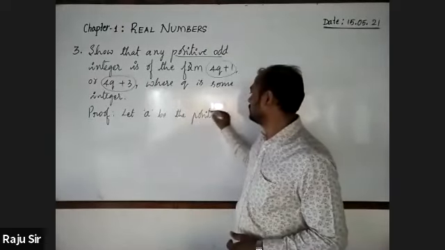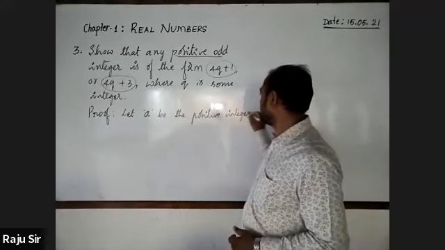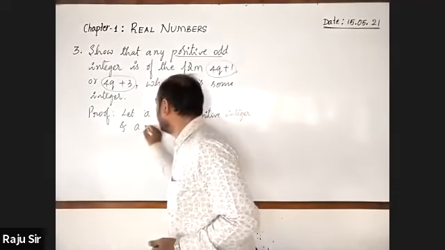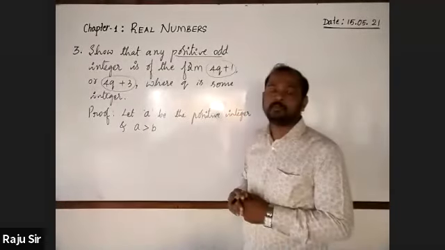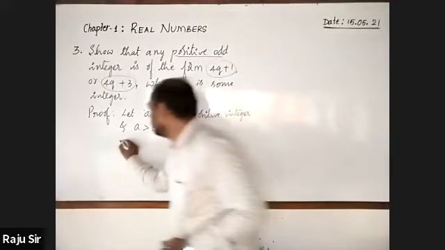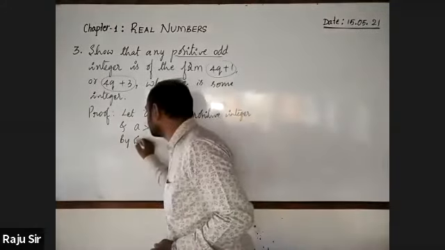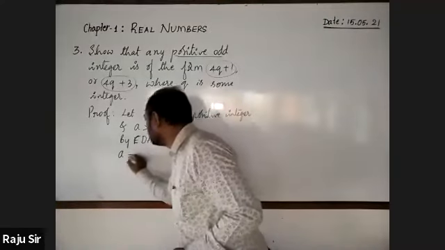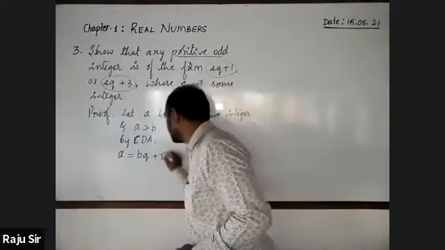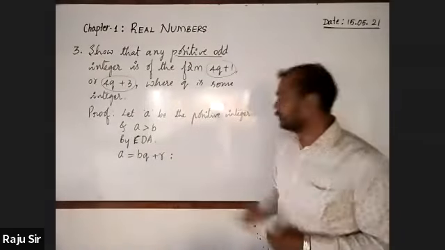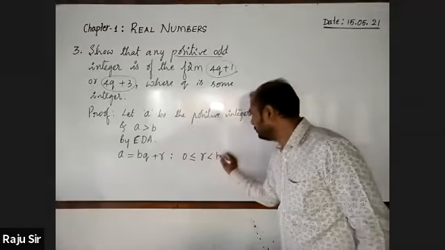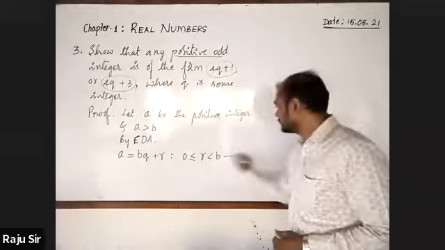Let A and B be positive integers. Then A is greater than B, and you can go for applying Euclid's division lemma or Euclid's division algorithm. According to this, it can be written as A equals BQ plus R, where 0 is less than or equal to R less than B. Call it statement 1.